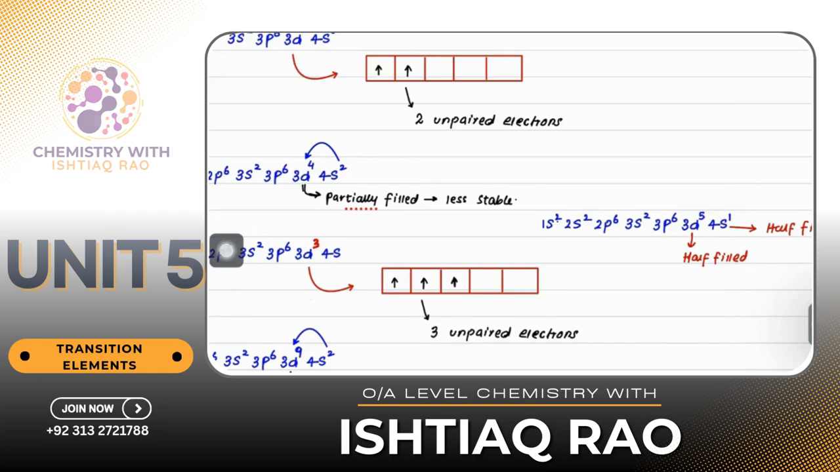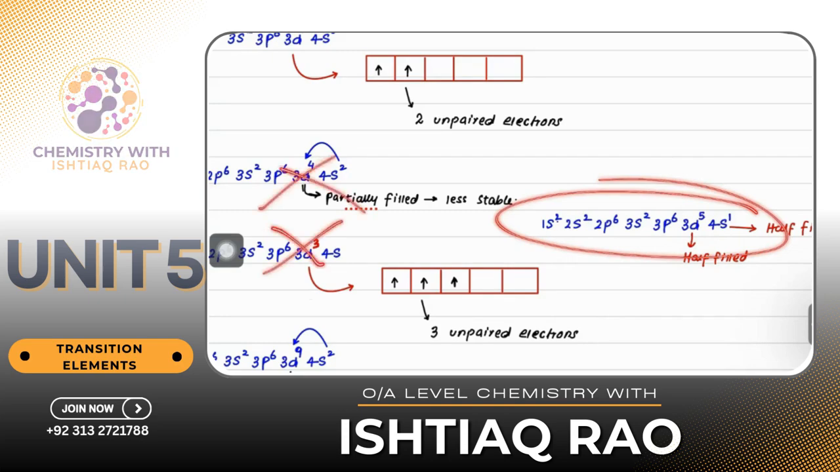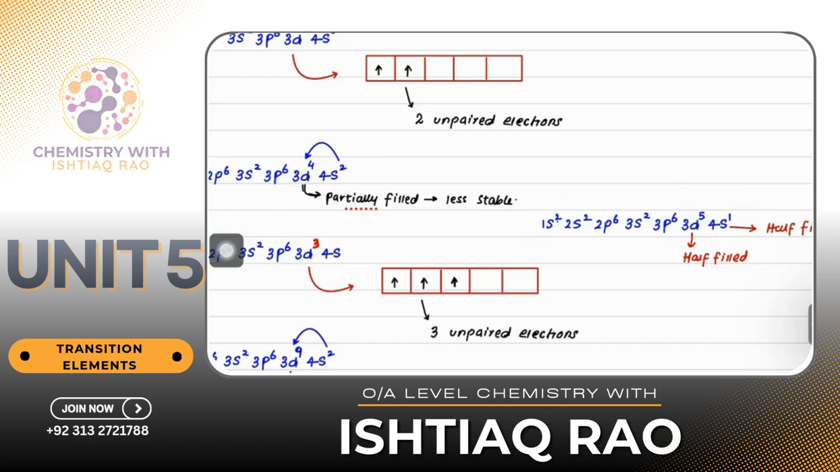So whenever it asks you to write down the configuration for chromium, we would be writing directly this configuration, not this one. You are not supposed to show how it's going to modify from this one to this one. You have to write directly this configuration. This is the stable configuration in which we have half-filled orbitals.